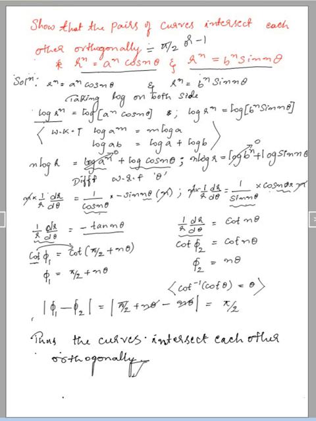So this is the way to solve one of the problems on angle between two curves, and show that the angle between those two curves is pi by 2 or minus 1.